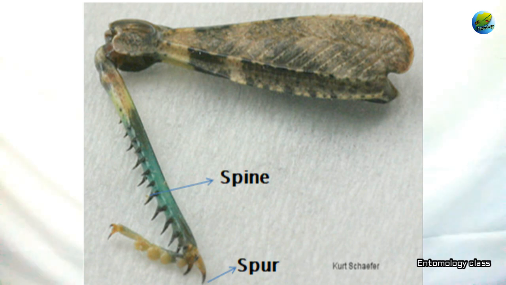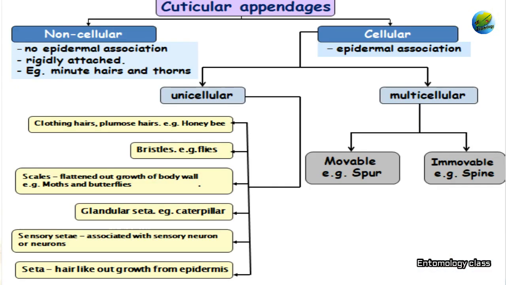And in the case of the spur, which is also a multicellular appendage, it can move, as it has the membranous articulation. So in cuticular appendages, there are two kinds: non-cellular and cellular appendages. Non-cellular appendages do not possess the epidermal association, so they do not move, and they are rigidly attached.